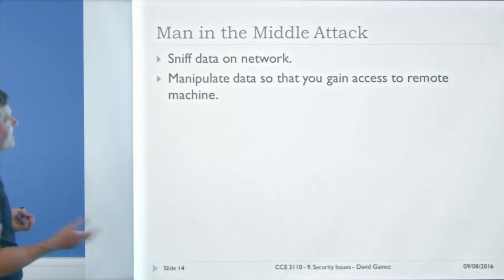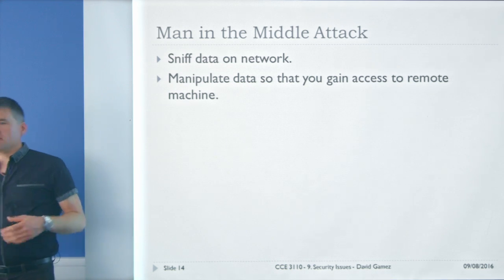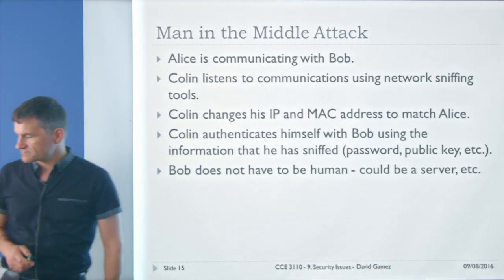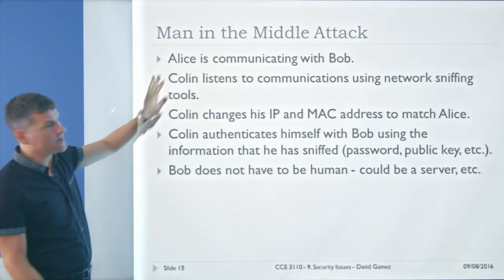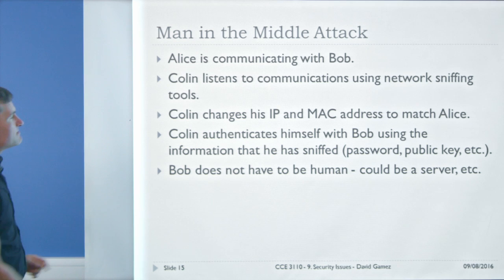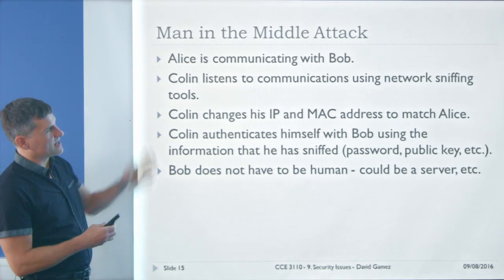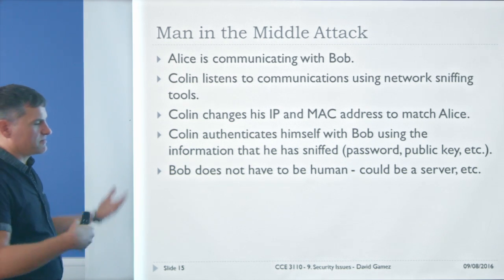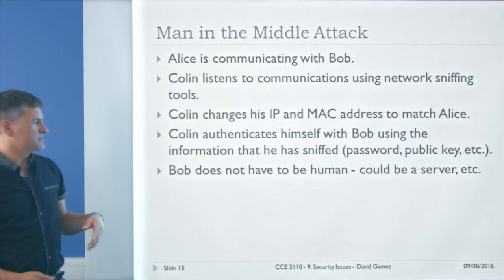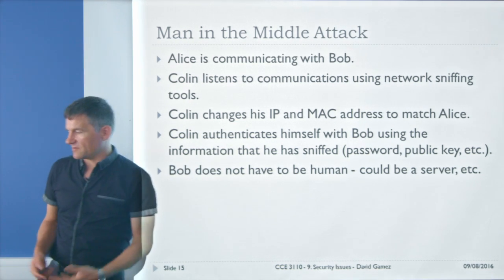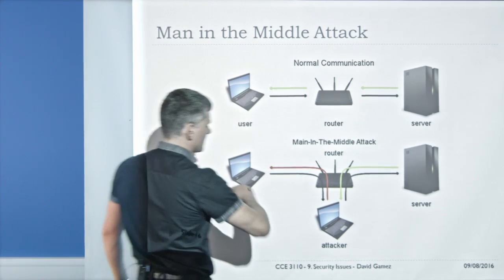Okay, so the next kind of attack I'm going to talk about is the man-in-the-middle attack, where we sniff some data on the network and manipulate it in order to access a remote machine. Suppose we have Alice communicating with Bob, and then we have the nefarious Colin, who's listening to communications using network sniffing tools. Colin pretends to be Alice or Bob and continues to communicate with Alice or Bob, authenticating himself with Bob using the information he sniffed, and Bob could be a server or whatever. So here you have normal communication, and then what we have is a man-in-the-middle attack.